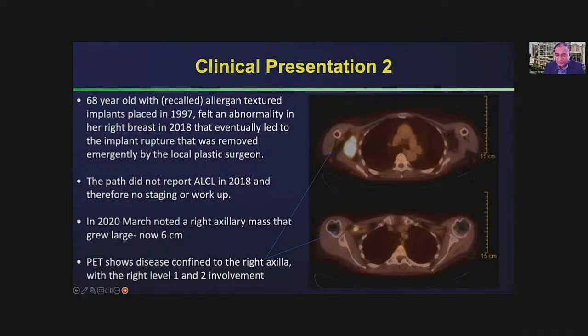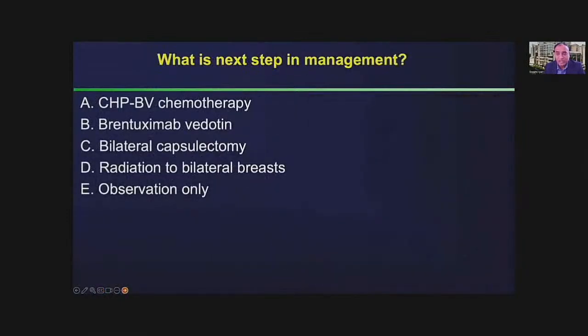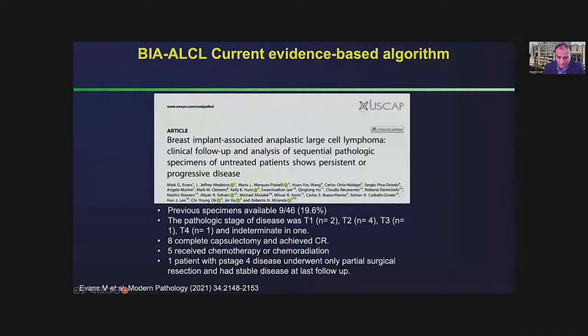And the PET scan showed disease confined, as you can see, to the right axilla with right level 1 and 2 involvement. So what's the next step in the management? Do you give brentuximab alone, or do you give brentuximab with chemotherapy, such as CHP? Do you do bilateral capsulectomy, radiation, or observation only? So you can see some of the current evidence-based algorithm.